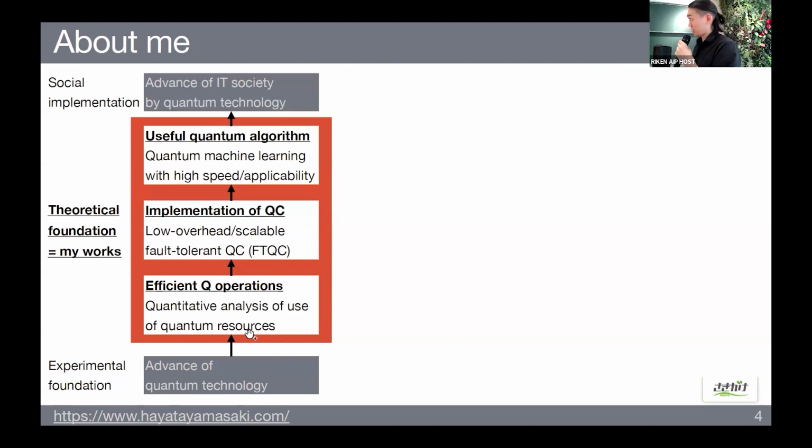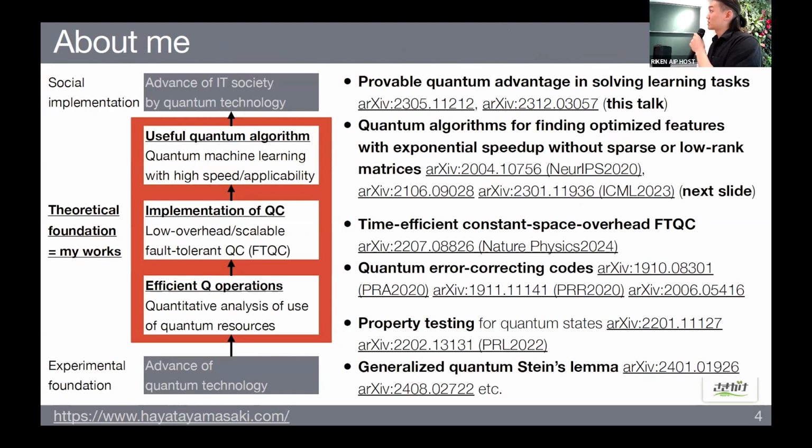On the more physics side, I am developing analytical techniques to investigate efficient quantum operations, to quantitatively analyze how to use quantum property as a resource for quantum computation and quantum information processing. On each of these topics, I have several works. Today I would like to talk about our recent analysis on the provable quantum advantage in solving learning tasks.